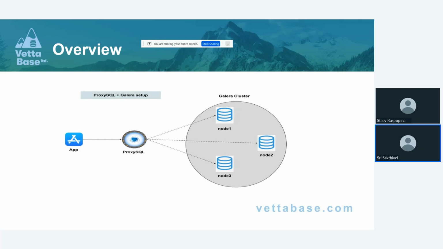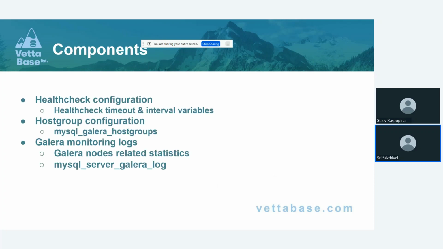There are 3 major components we have in ProxySQL to support Galera cluster. One is the health check configurations. There are 3 variables we have to check: the health check timeout and the interval. And host group configuration: we have a dedicated table in ProxySQL to configure the host group, and the table name is mysql_galera_hostgroups. Today we will see how the different things are working with this host group.